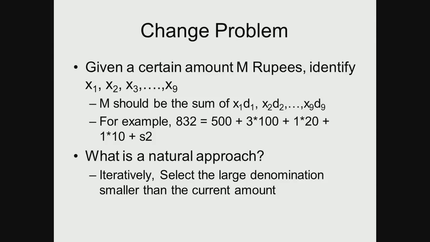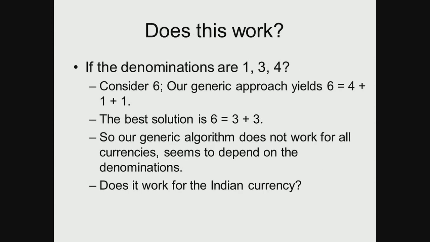So, we pick 3 times 100 rupees. Then we pick a 20 rupee note, because the balance that is to be expressed is 32 rupees, and so on. So, the generic idea seems to be that we select the largest denomination that is available such that it is smaller than the current amount that we need to express. Does this always work independent of the denominations? This is an interesting question.